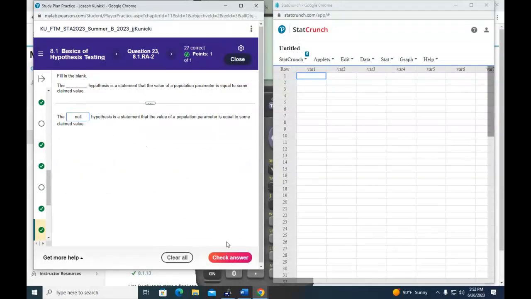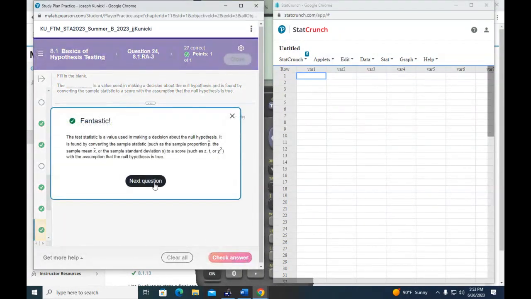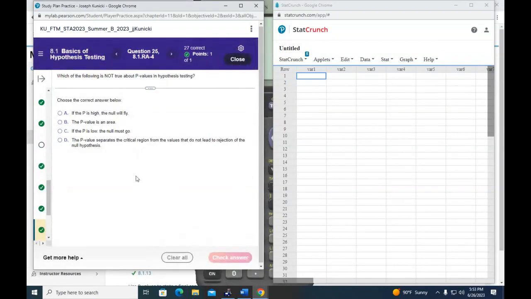Is that the only one? Okay. Number 3. The blank is a value used in making a decision about the null hypothesis and is found by converting the sample statistic to a score with the assumption that the null hypothesis is true. That's going to be the test one. It'll be the first option, the test statistic.